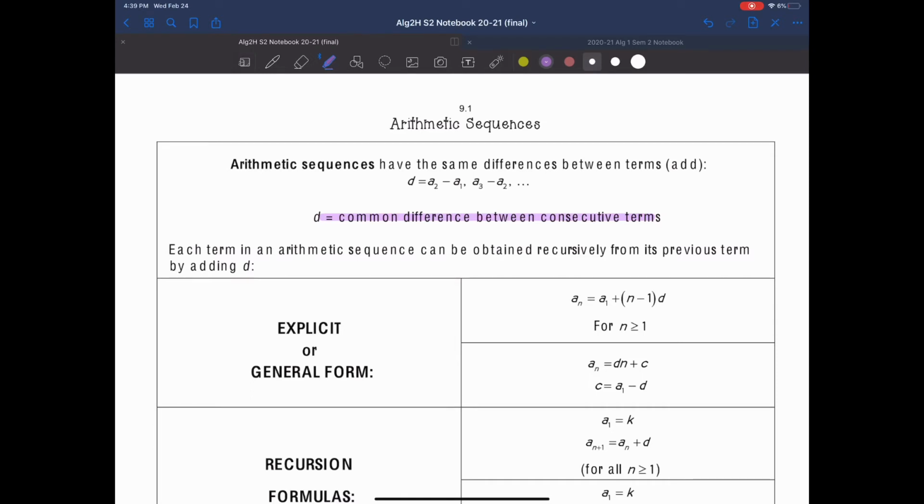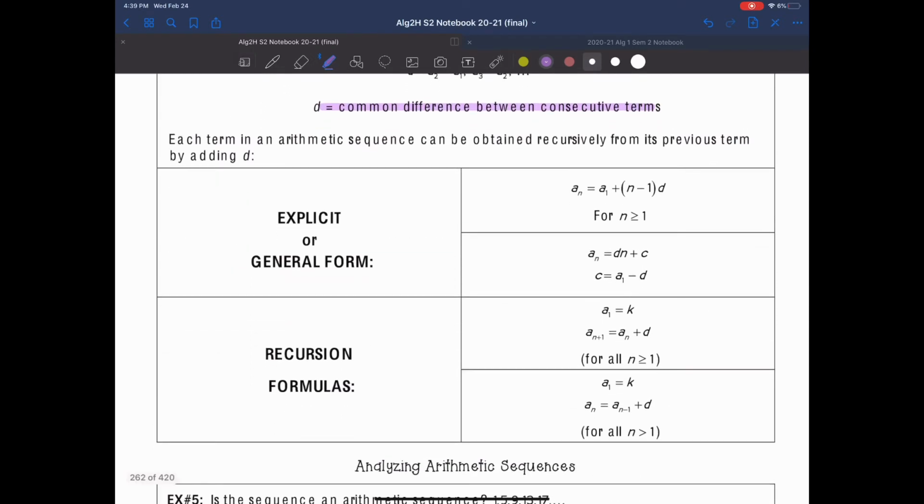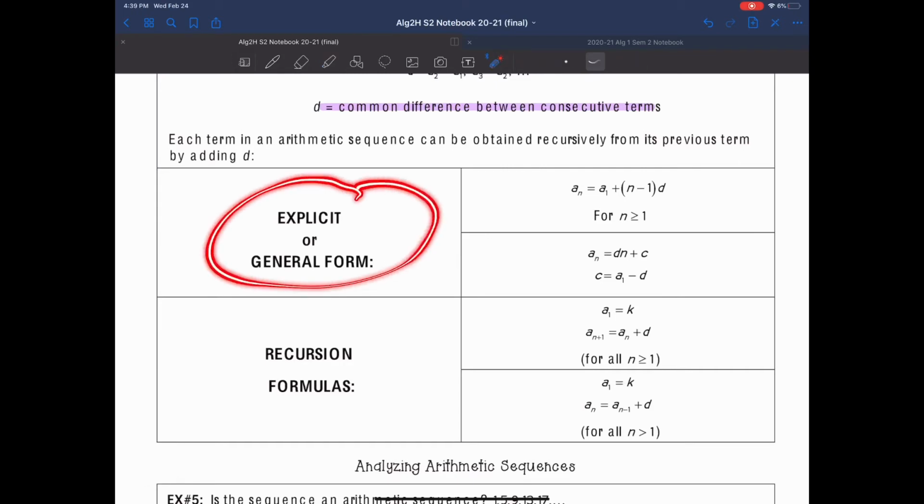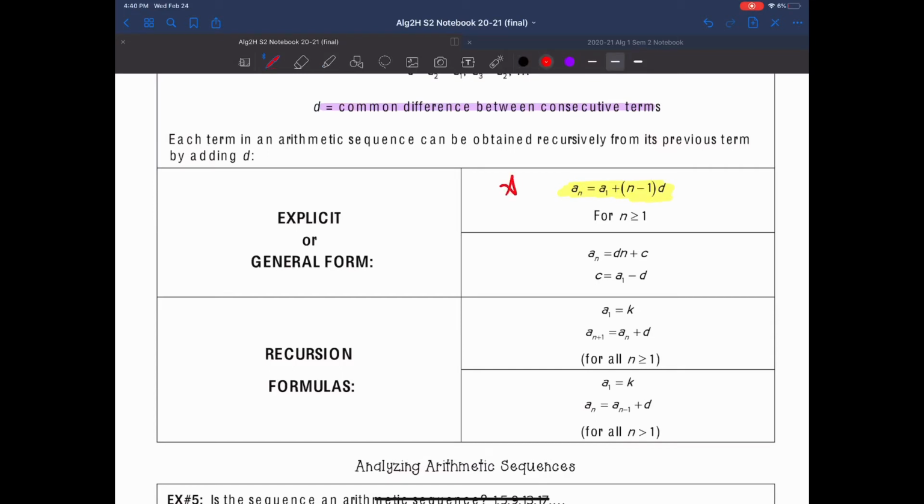Now, there are two different forms of the way that you can express arithmetic sequences. You can express them using explicit or general form, and the common formula that we're going to use is the formula a sub n equals a sub 1 plus n minus 1 times d. Just a heads up, this is the formula that you will have to remember because this is the formula that we commonly see when we are referring to arithmetic sequences. And again, this is for all values of n that are greater than or equal to 1.